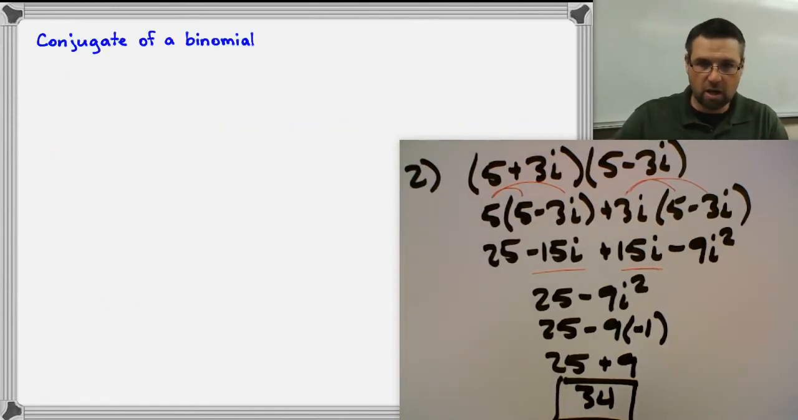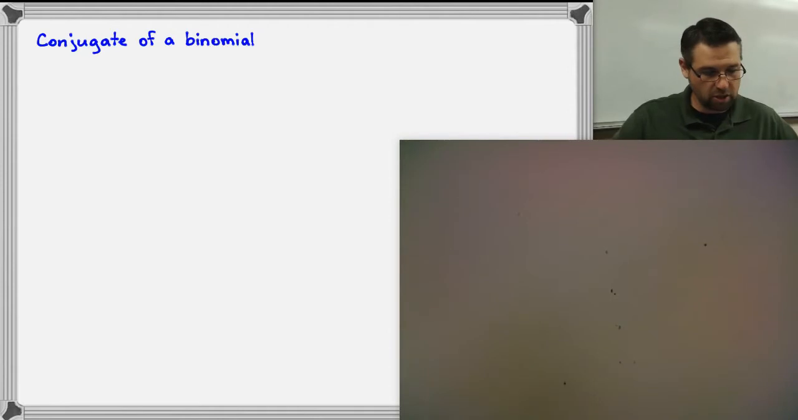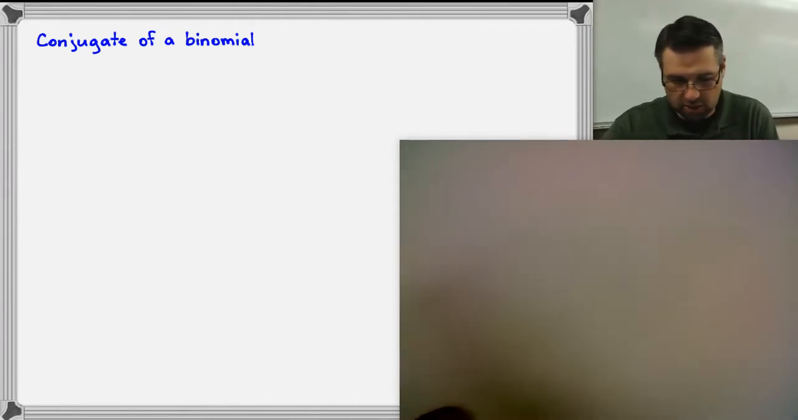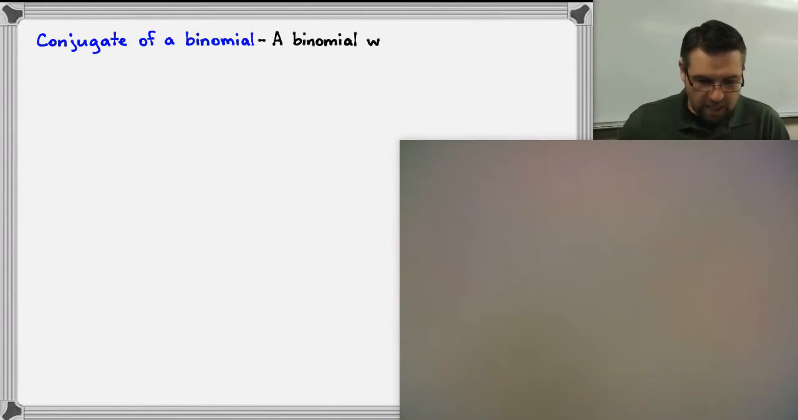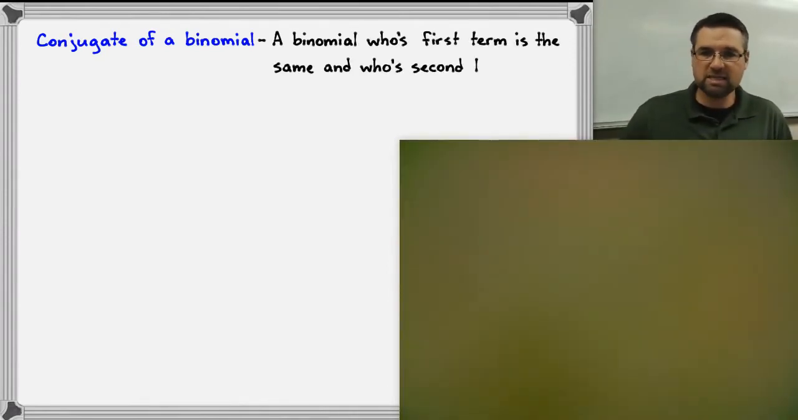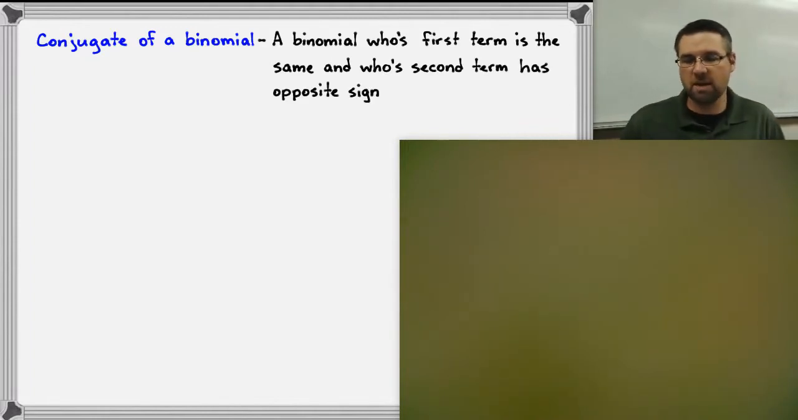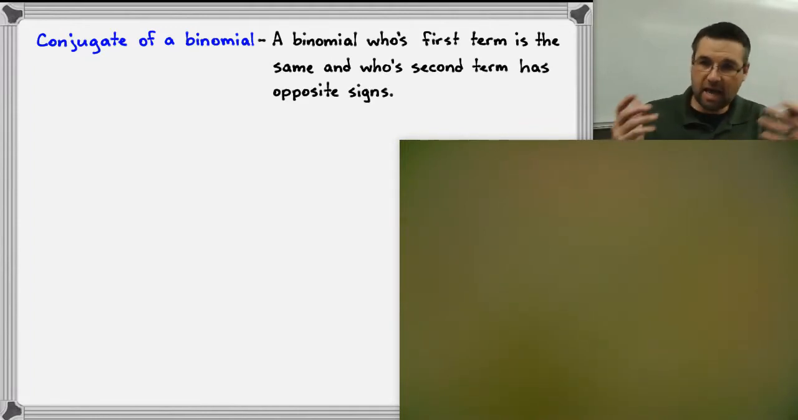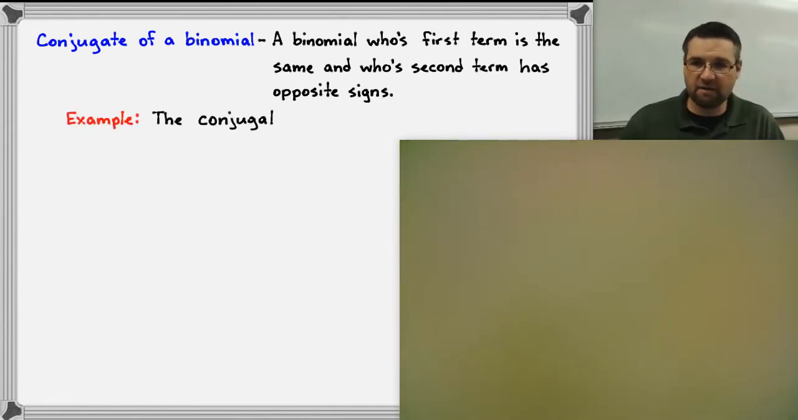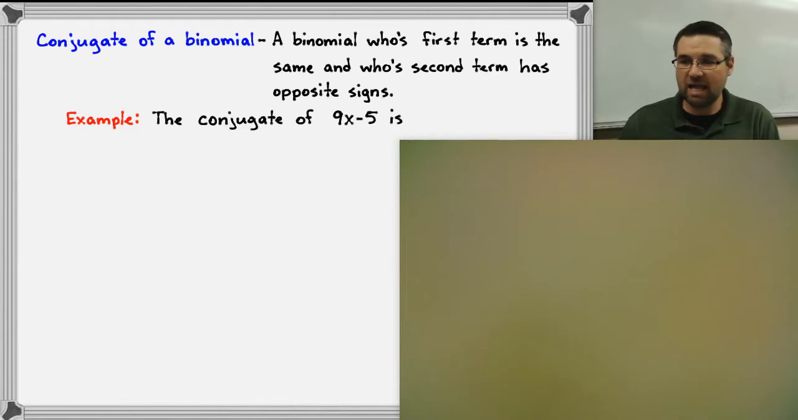This is important. The conjugate of a binomial. What does a conjugate mean? Now we have the English idea of conjugate, the language idea of conjugates, but we're talking about math conjugates here. So a conjugate is a binomial whose first term is the same and whose second term has opposite signs as a given binomial.